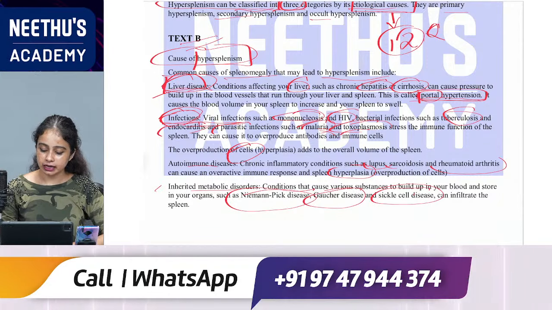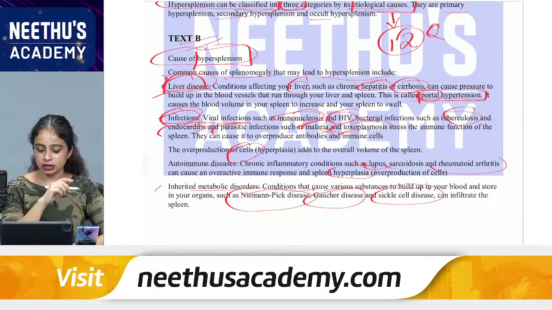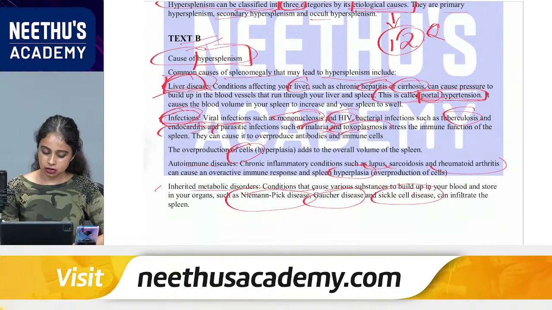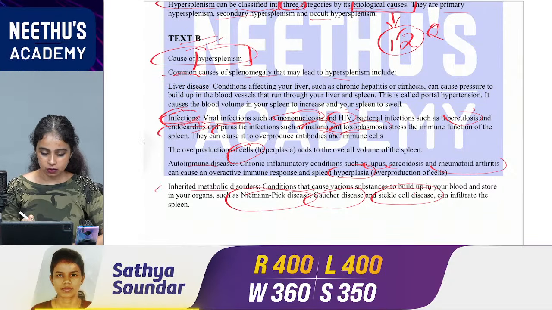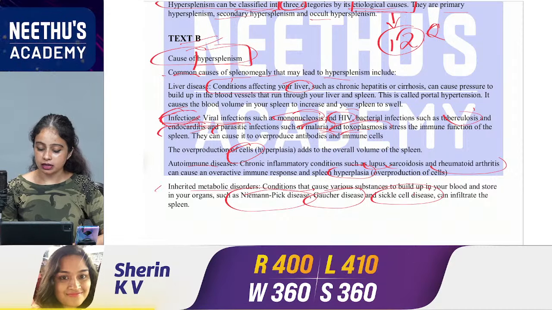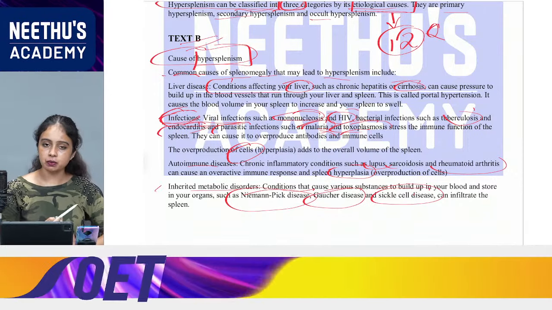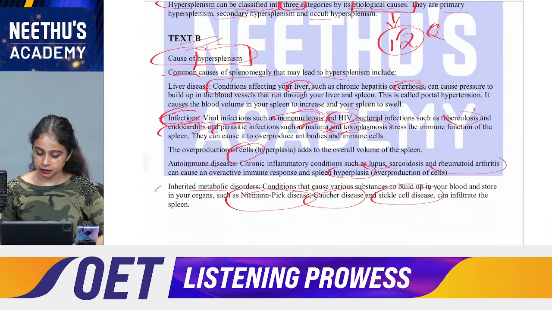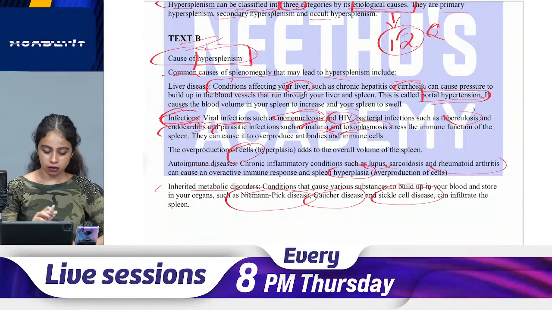Okay, so what is the correct answer? Already when you mark the keywords, we have marked it. Where is it? Yes, here. This is called portal hypertension. So what is portal hypertension? Conditions affecting your liver such as chronic hepatitis or cirrhosis can cause pressure to build up in the blood vessels that run through your liver and spleen, and that's called portal hypertension.